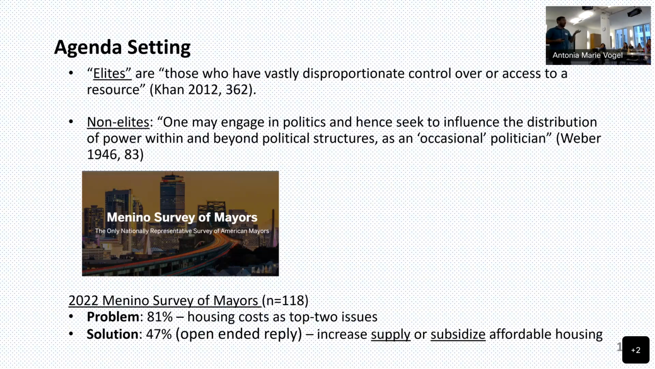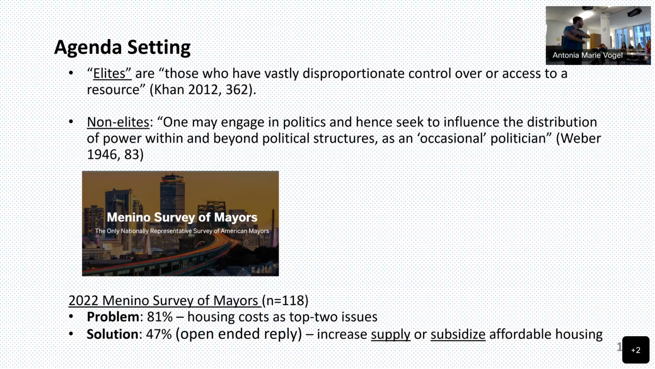So one foil that I'm gonna hold up is the Menino Survey of Mayors from Boston University. It's actually by the Initiative on Cities, where I'm joining as a postdoc in a couple months, and they survey mayors and they ask what's the major problem in your city. And 81% say among the top two issues that the cost of housing is a major issue. And the solutions, in an open-ended format, the top two solutions that they identify are to increase supply or to increase subsidies, right?